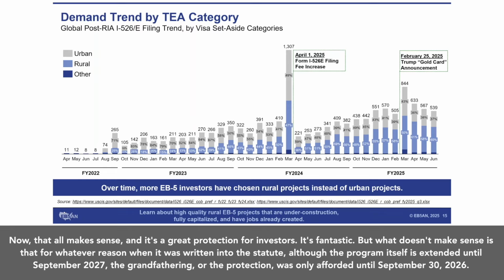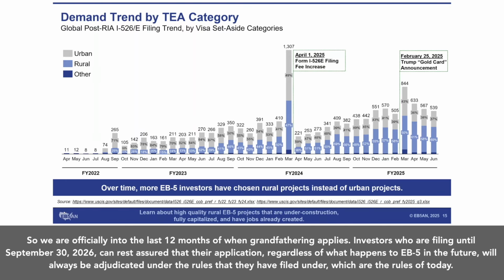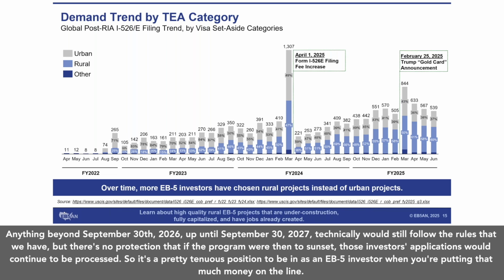Now, that all makes sense, and it's a great protection for investors. It's fantastic. But what doesn't make sense is that for whatever reason, when it was written into the statute, although the program itself is extended until September 2027, the grandfathering protection was only afforded until September 30th, 2026. So we are officially into the last 12 months of when grandfathering applies. Investors who are filing until September 30th, 2026 can rest assured that their application, regardless of what happens to EB-5 in the future, will always be adjudicated under the rules that they filed under, which are the rules of today.